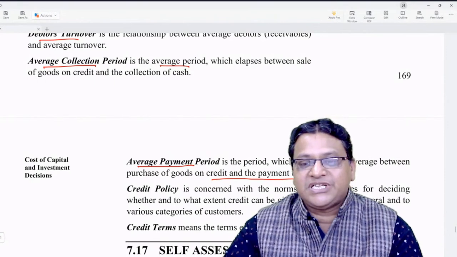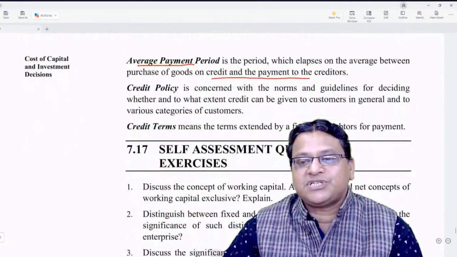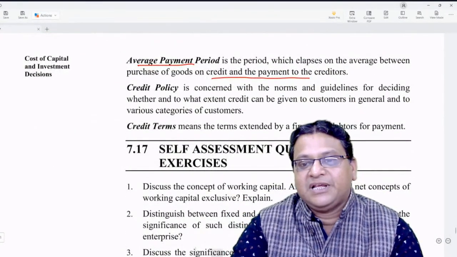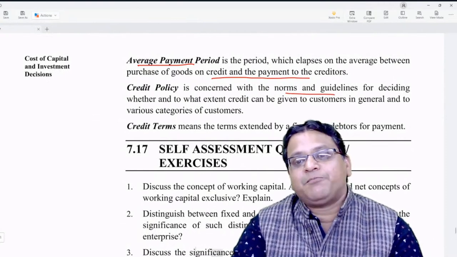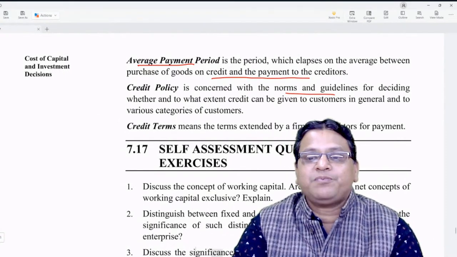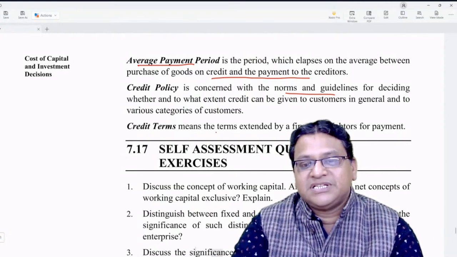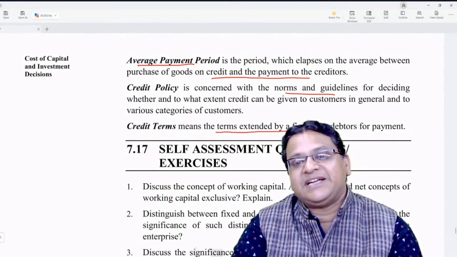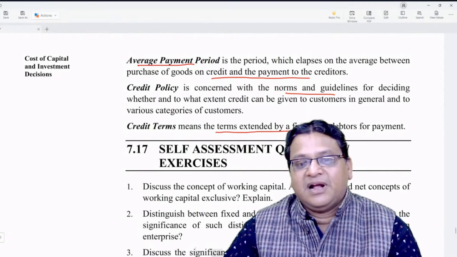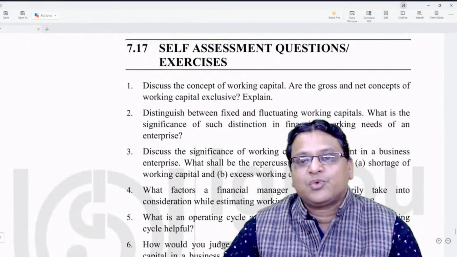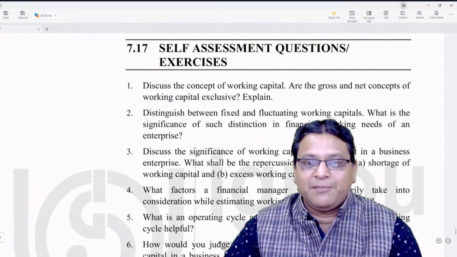Next, credit policy: these are the norms and guidelines for providing credit of the organization. Next, credit terms: these are the terms in which credit is given. And last, we will discuss some questions on working capital management.